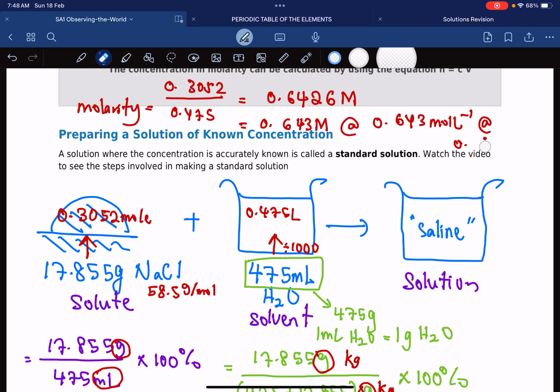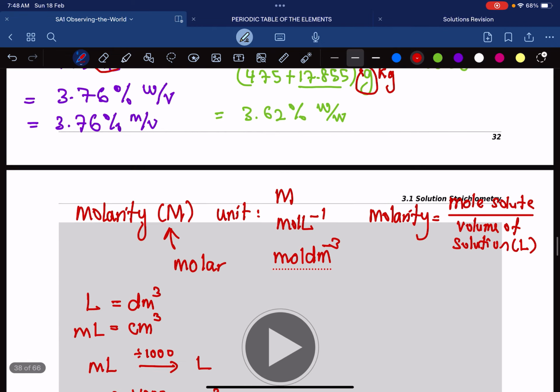Still getting used to these things. Or 0.643 mole per dm cube. Same thing. All right, so that's the first part here.